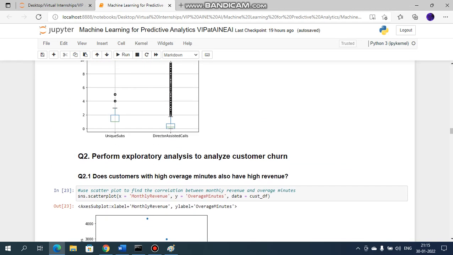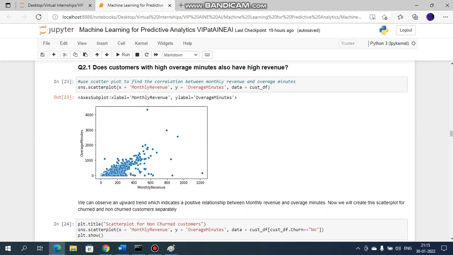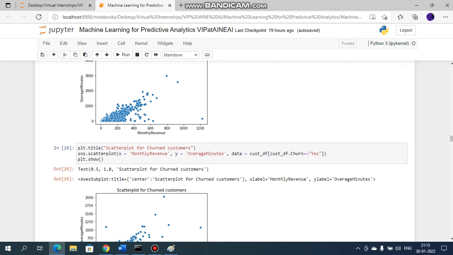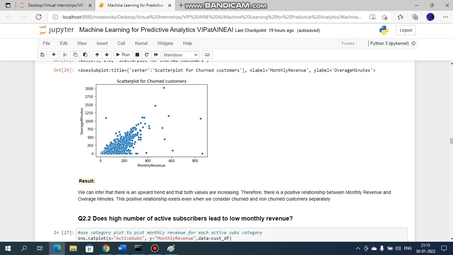We create a scatter plot of monthly revenue versus overage minutes, and we can see that there is a positive relationship between the two. When we further plot this relationship by taking churned customers and non-churned customers separately, we can see that this positive relationship is still there. Thus, we can infer that as the overage minutes increases, the revenue also increases.